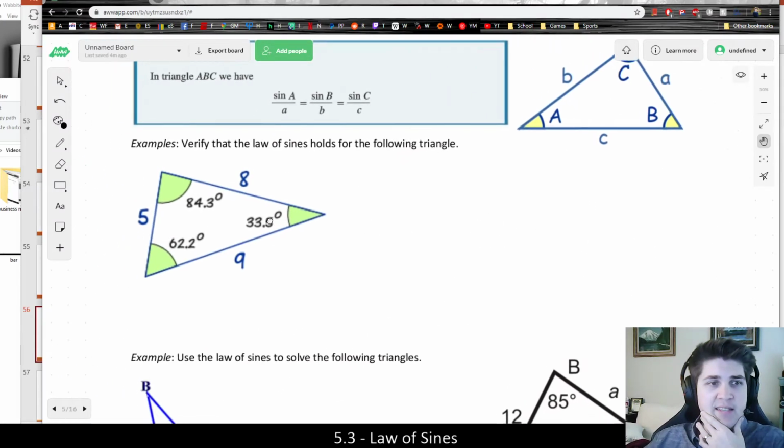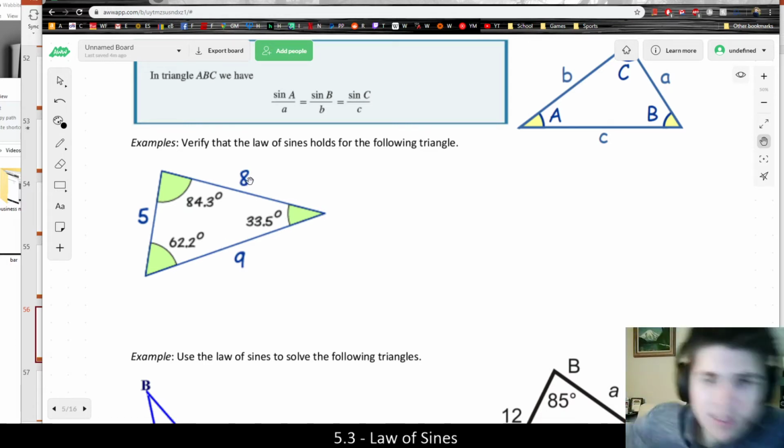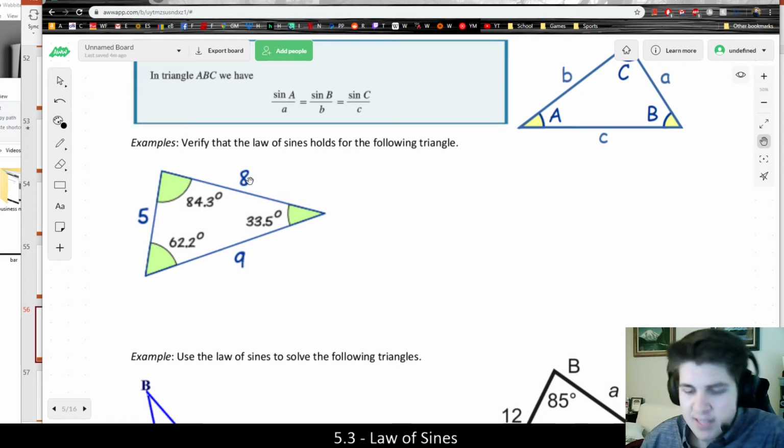But in this example, notice that I've provided you with just a random triangle, which is not a right triangle, because we have a bunch of sides and angles, but none of them are 90 degrees. But in this triangle, let's just explore the law of sines to see what will happen.